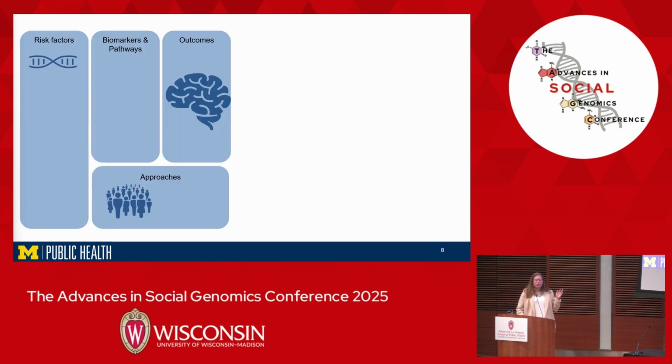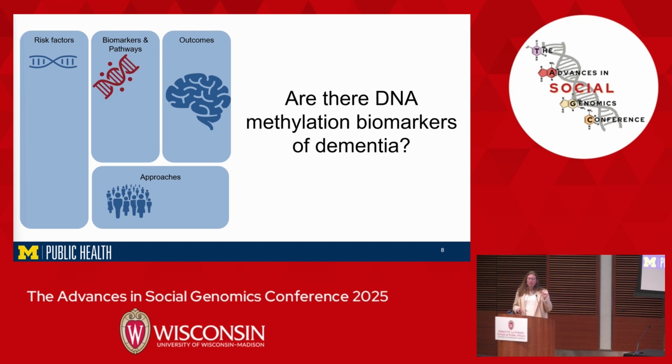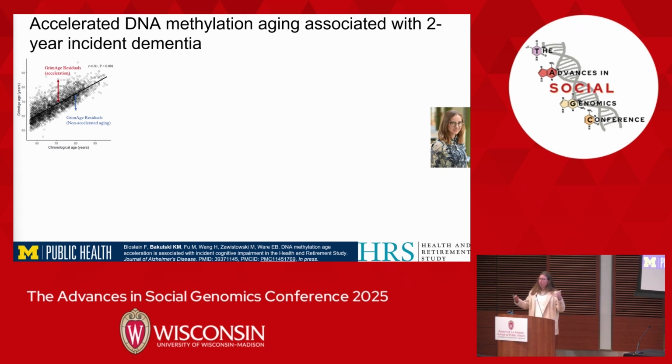So far I've shown you that there are genetic risk factors that are associated with our outcome of dementia, and we've been using these population-based approaches. And I'll fill in the bubbles with some other techniques along the way. So our next question was, are there some DNA methylation biomarkers of dementia that we might be able to look at, potentially an intermediate pathway or a biomarker indicator of disease? And we learned from Dr. Bakulski yesterday all about these very useful DNA methylation aging markers.